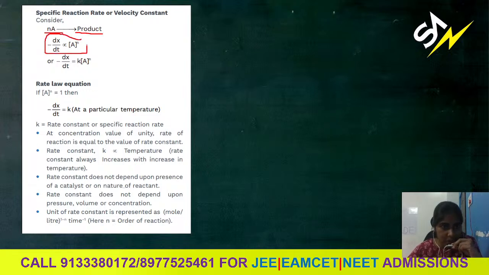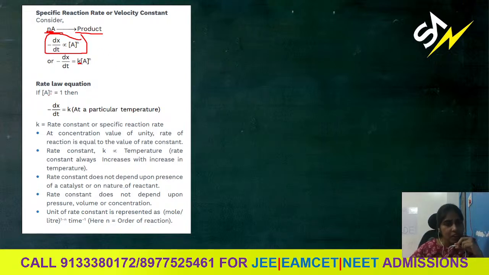Concentration of A to the power of n. Or if we remove this proportionality, we will add a constant, that is k. This k is known as the rate constant. This gives the rate law of any equation. That is, minus dx by dt is equal to k times the concentration of A to the power n. Here n is the number of moles of A taken in the reaction. This is known as the rate law equation.